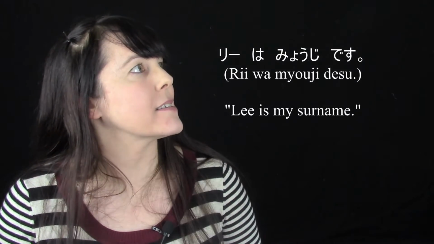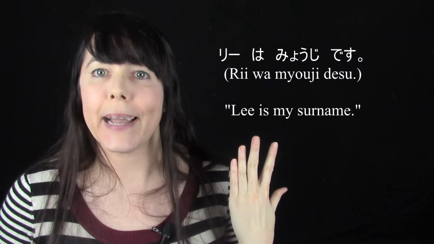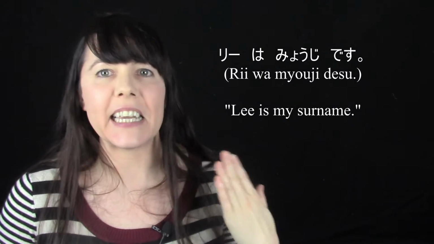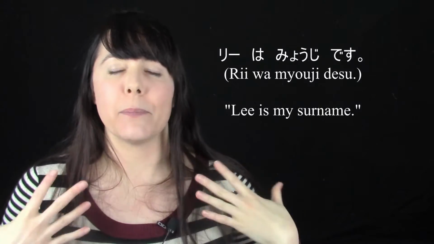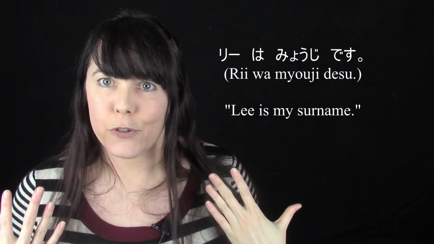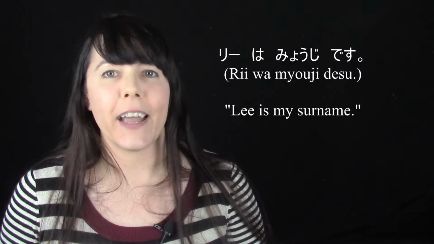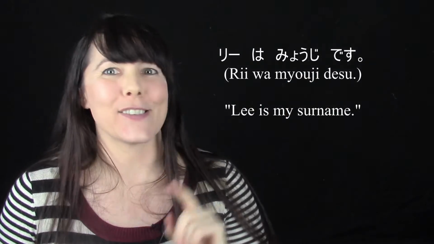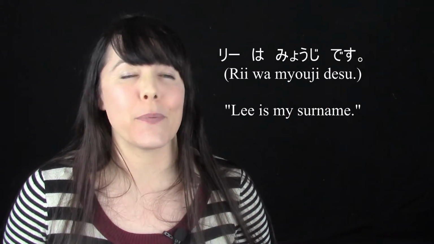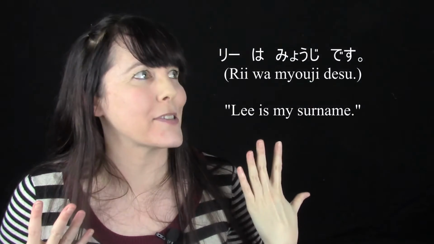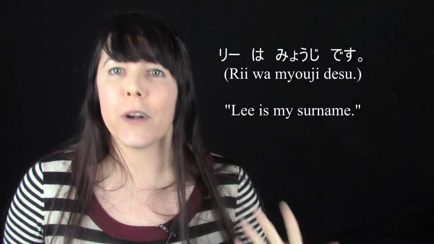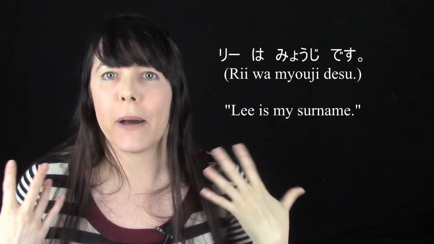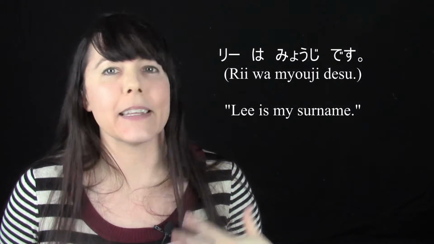Notice how in this sentence I do not have the pronoun "my." It literally is just "Lee is surname," but because I am saying it, it is implied Lee is my surname, unless I were to specify "Lee is his surname." If I add other pronouns to clarify that I'm talking about somebody else, not me. But because there are no pronouns in here at all, it's pretty much assumed she's talking about herself. The speaker is saying Lee is my surname.